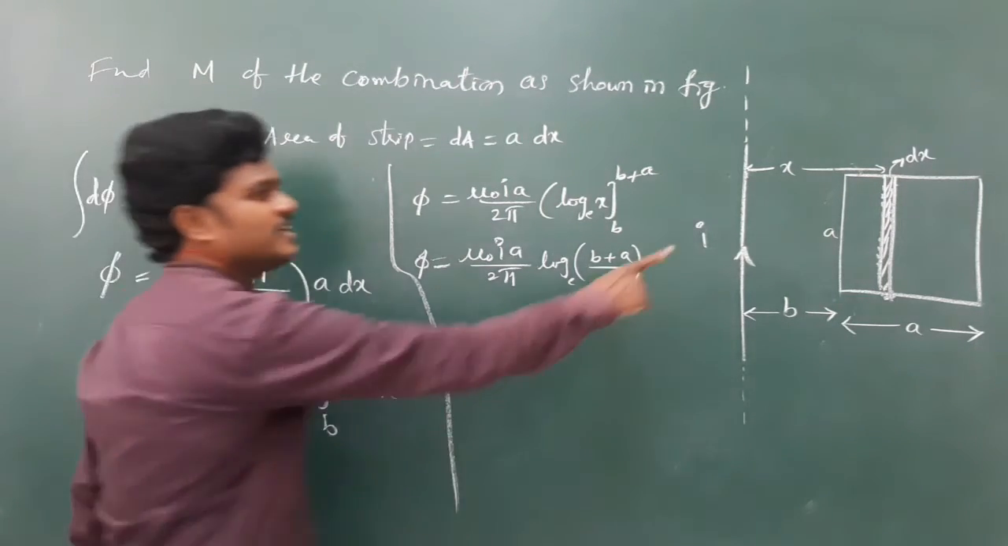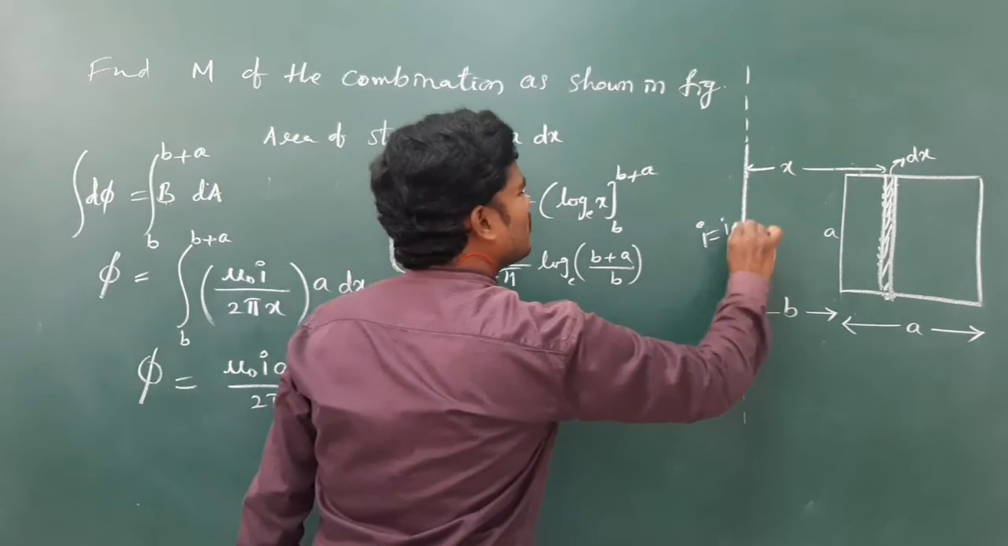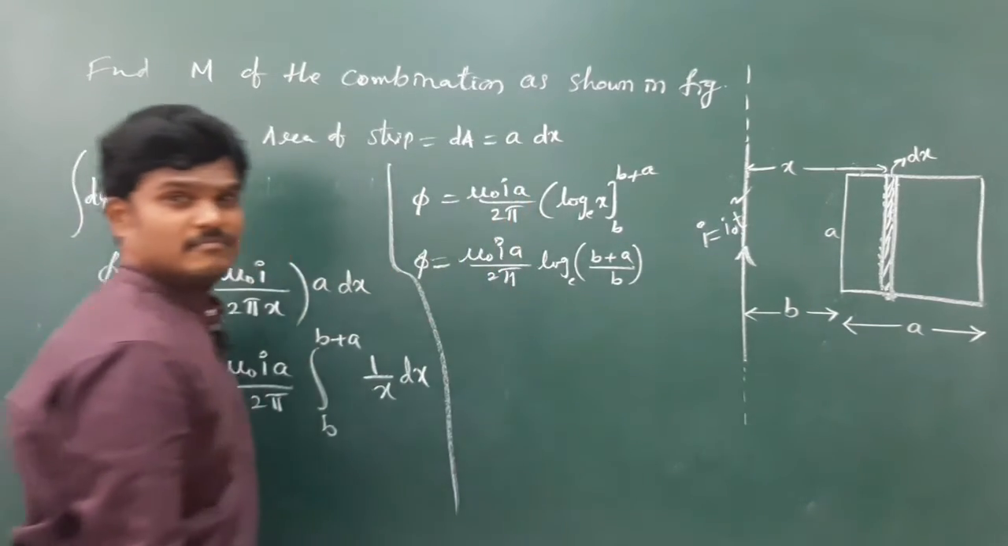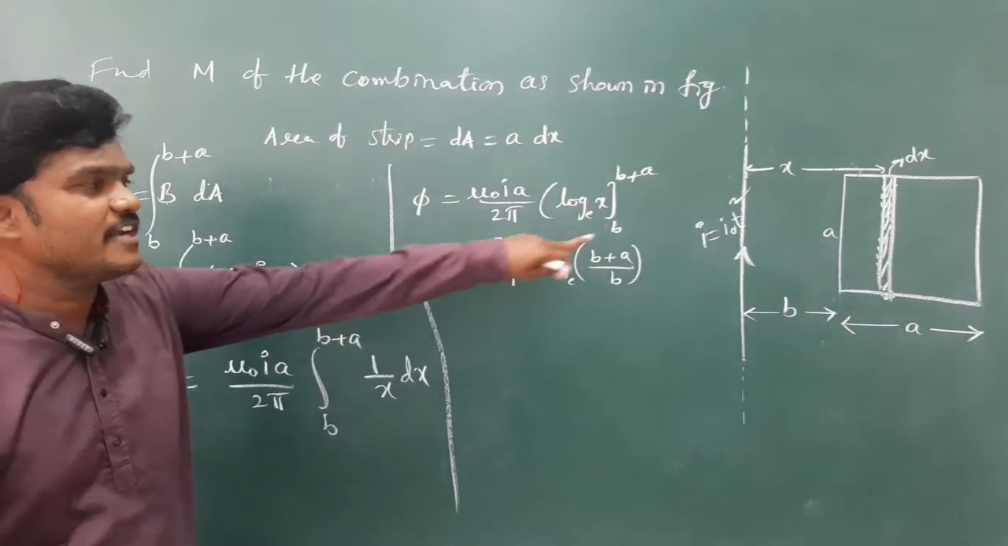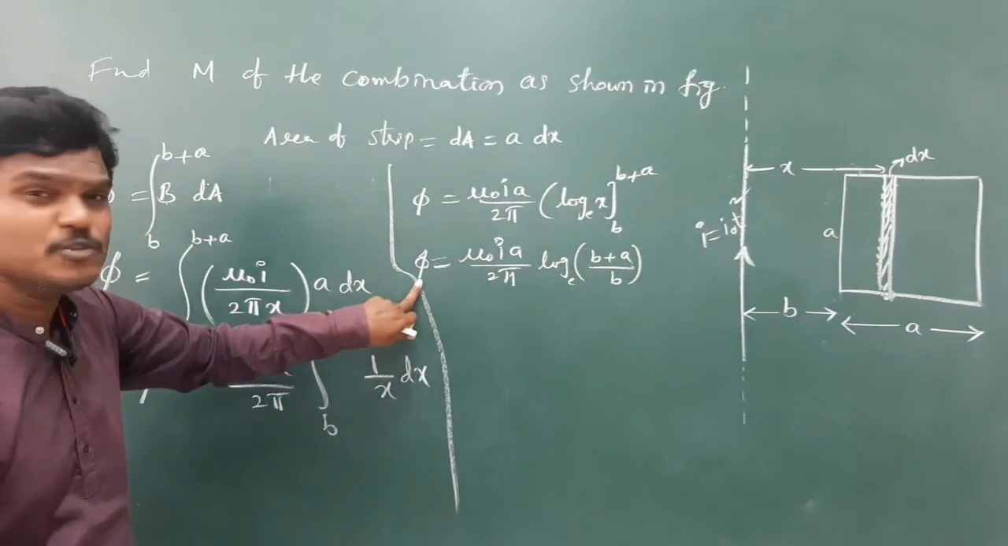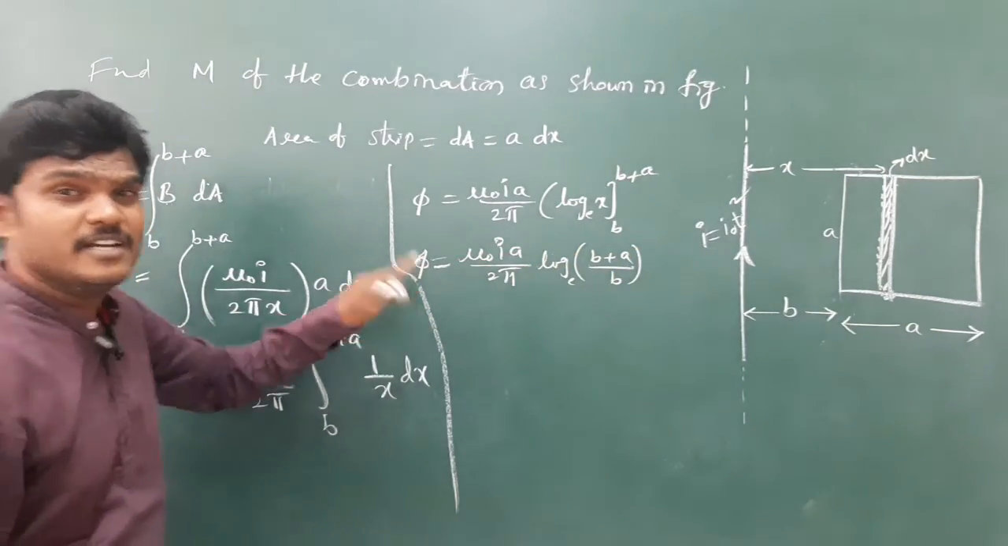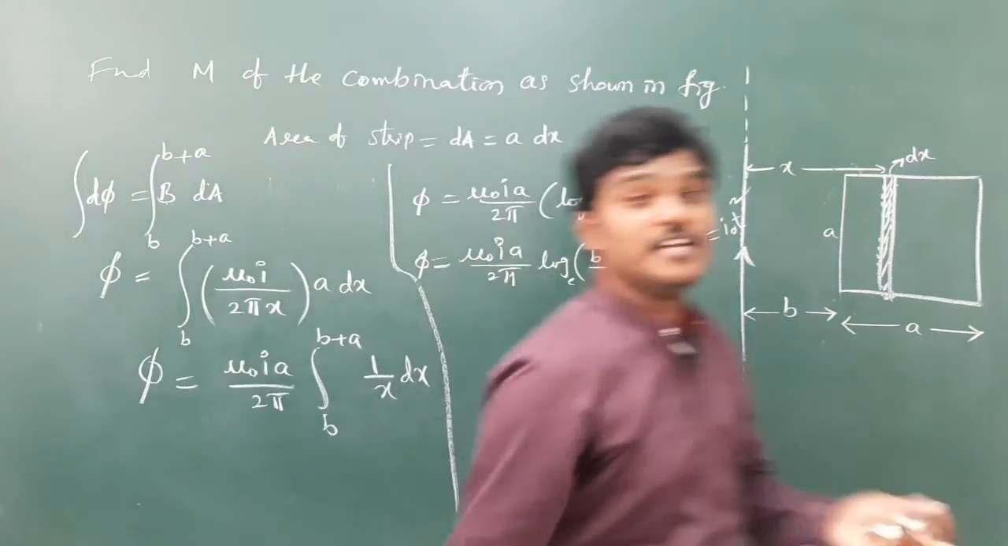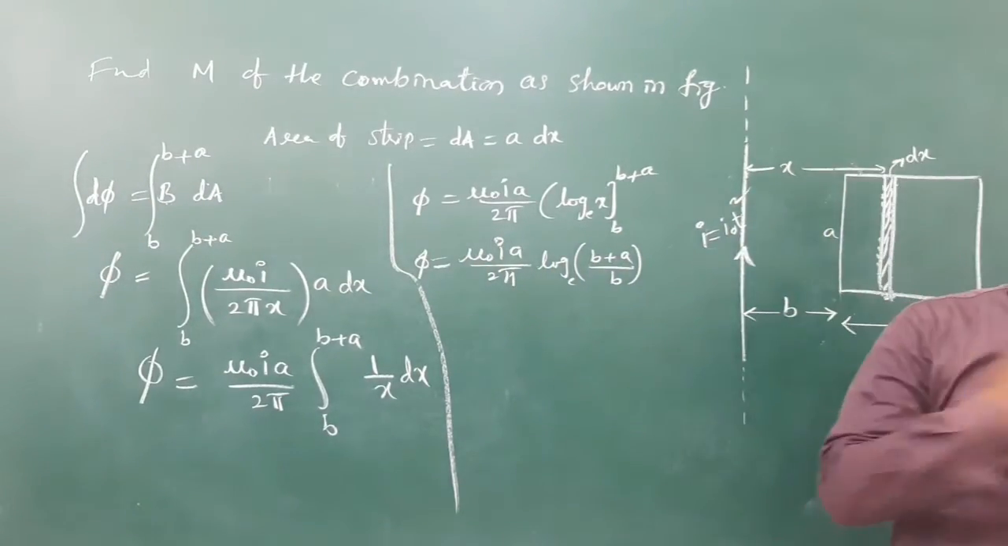Suppose this current varies with respect to time, I naught T square is given. Substitute in place of I naught T square. If you apply the derivative for this, d phi by dt represents induced EMF. That was already done in the last class.